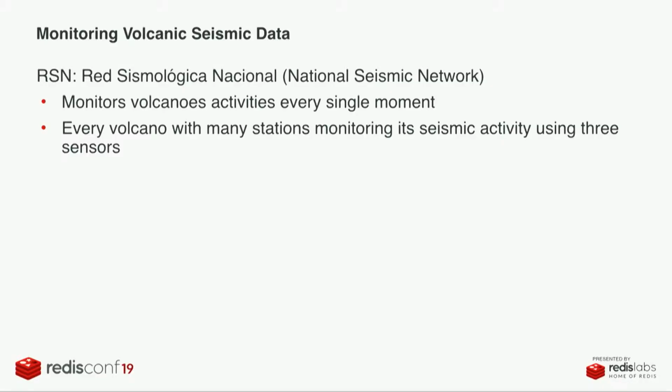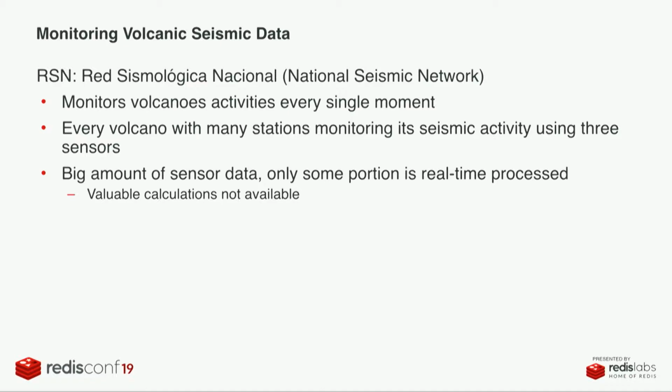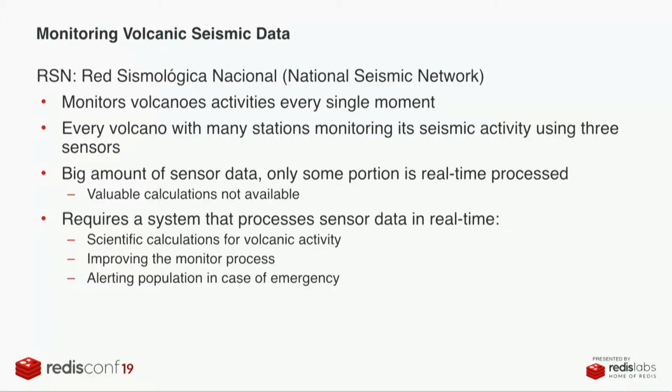So we work with the national seismic network. They monitor volcano activity every single moment, because they use a lot of stations located around the volcano, and they use at least 3 sensors for each station. But there are many stations around the volcano. It represents a big amount of data, but only some portion is processed in real time, because they don't have the infrastructure to do that. For this reason, they have valuable calculations that are not available to them. So they require a system that processes the sensor data in real time. The scientific calculations that they know are possible, so it improves the monitoring process and the alerts to the population in case of an emergency.